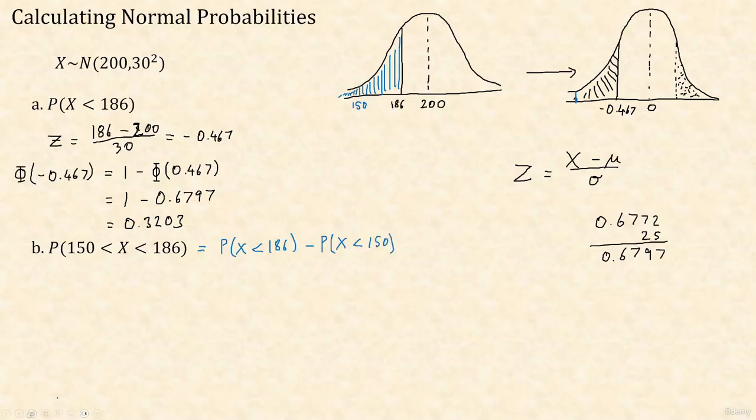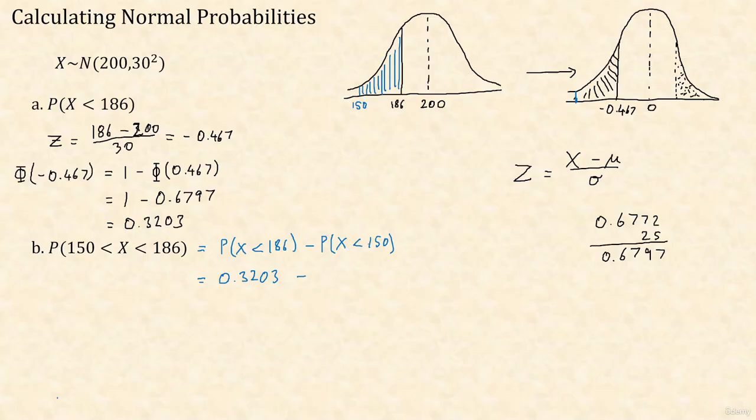So that is, get rid of everything here, leaving us just the chunk we want. Now, we already know the answer to that first question. The probability that x is less than 186 is 0.3203 or 0.3204, or whatever the details, depending on how you got your answer. We just need to work out this one here.